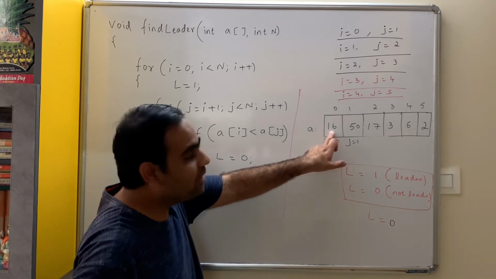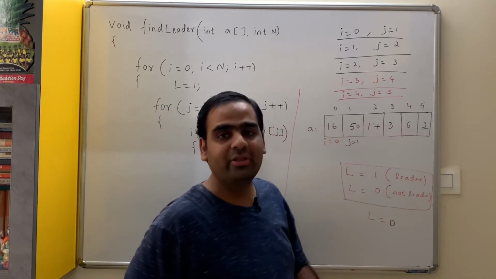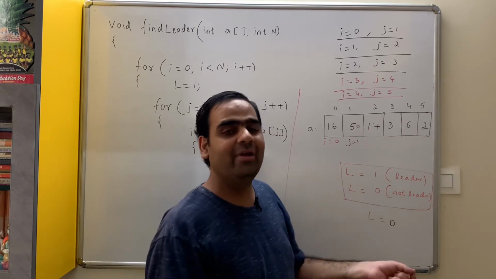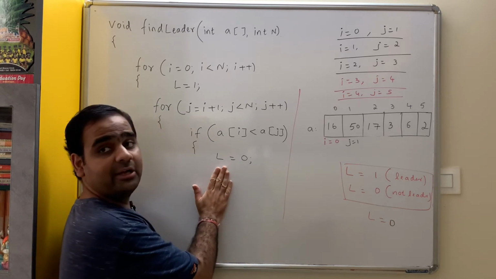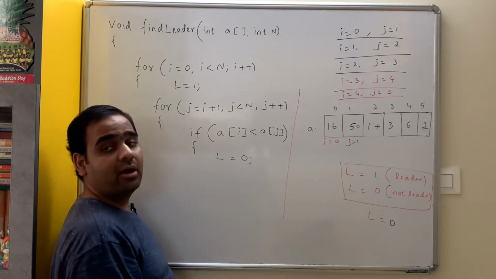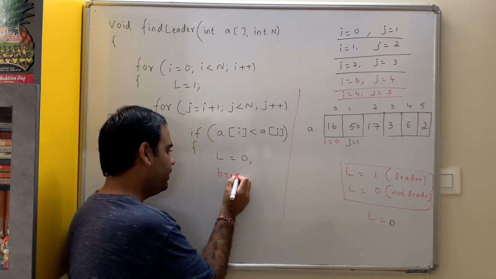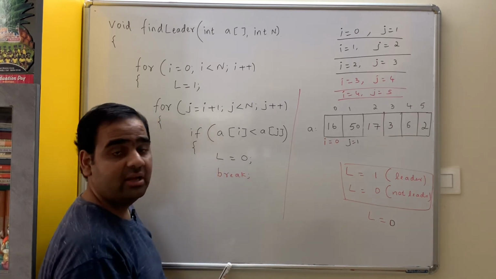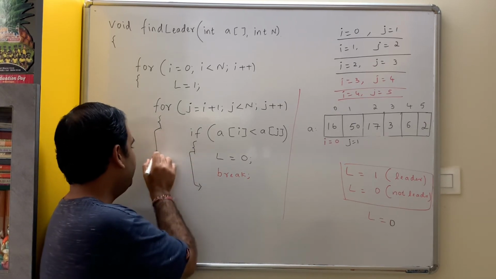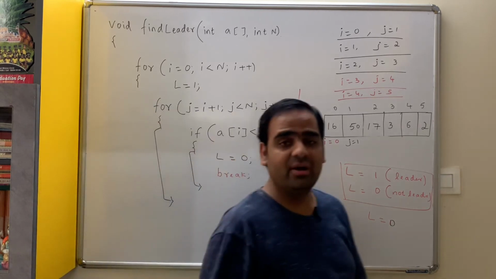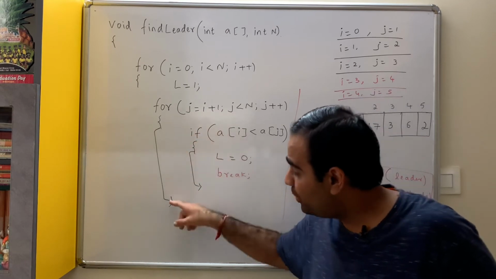Now, if 16 is not a leader, shall I go on searching with all the elements on the RHS? No, because anyway I know that there exists at least one element on the RHS that is greater. Therefore, I need to stop the loop. How do we come out of the loop? We write the break statement. This is the end of if and this is the end of for. Whenever I write break, from the jth loop it will come out.